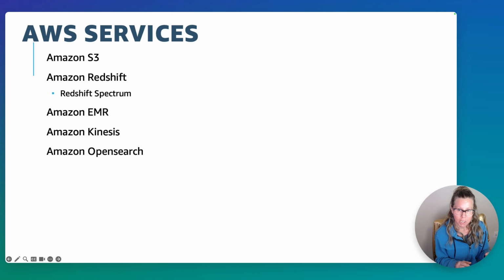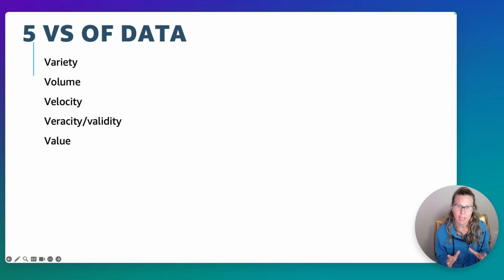So we keep mentioning the objective of ingestion is to ensure that you understand how the frequency, volume, generation, and source system of that data can then dictate the solution that you would choose for your data storage. Let's jump back to fundamentals. What are the 5 V's of data? Variety, volume, velocity, veracity or validity, and value.